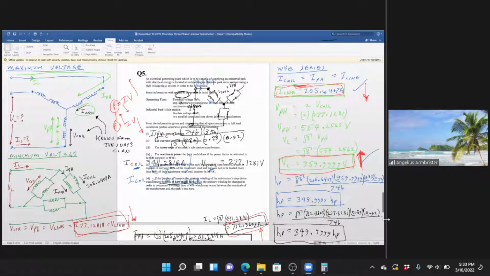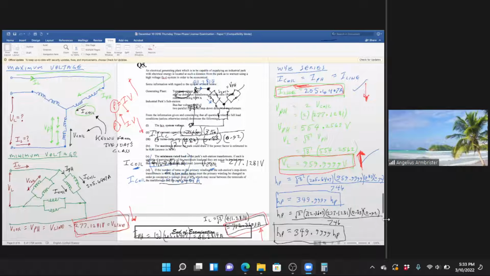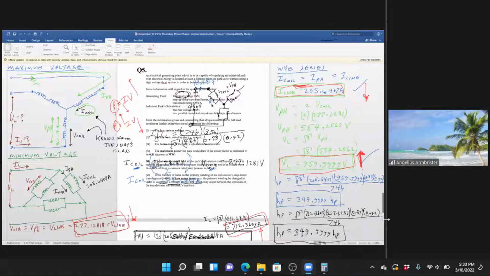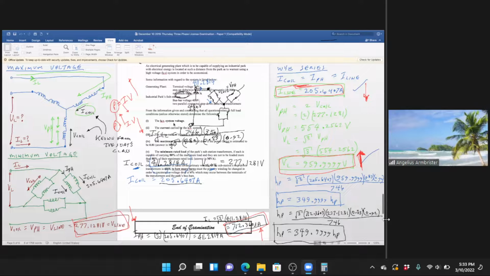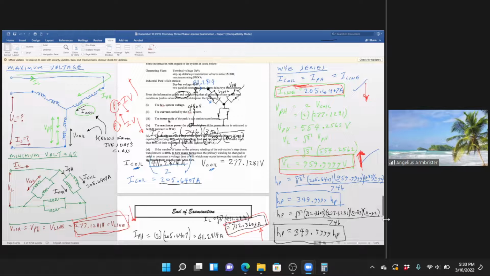The generating plant voltage is 7 kilovolts, with a step up delta Y transformer, turns ratio of 15 to 300, and with a maximum power rating of 5 megavolt amps. Industrial park substation, the bus bar voltage is 416. It has 2 parallel connected step down delta Y transformers. And so from all that information, you have to find out what's the high tension voltage, that's the transmission voltage, and what is the transmission current. And then find the turns ratio of the substation on the load side, that's at the park.